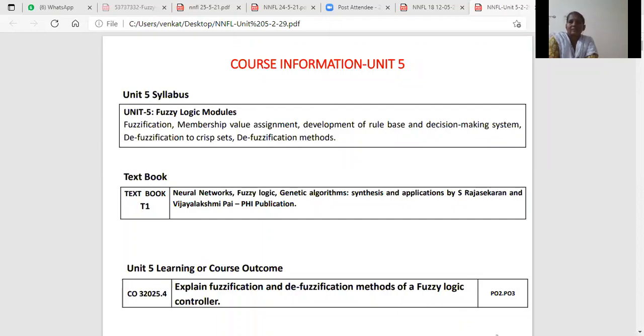So next, what is the course outcome in this unit? Course outcome means what you will be learning from this particular unit. So you can explain fuzzification and defuzzification methods of a fuzzy logic controller, which maps to PO2 and PO3.